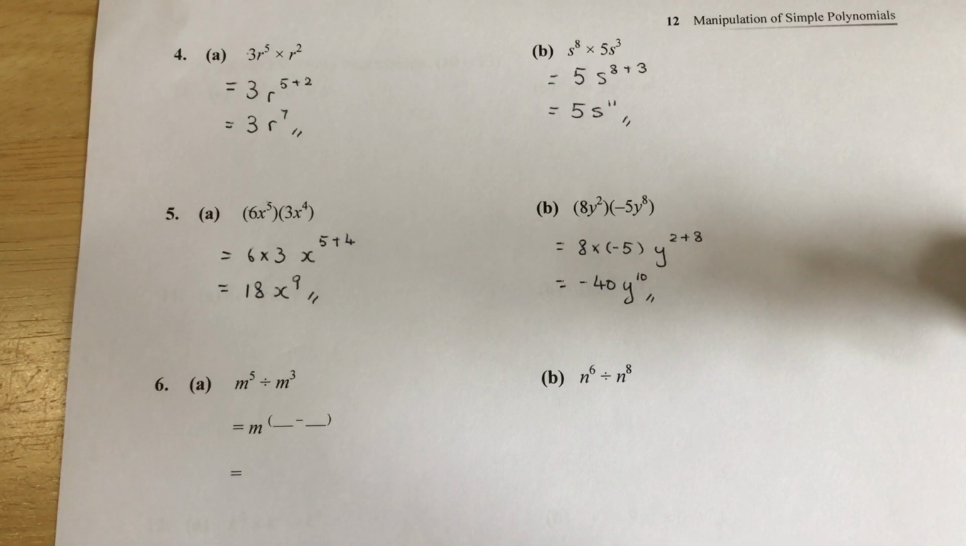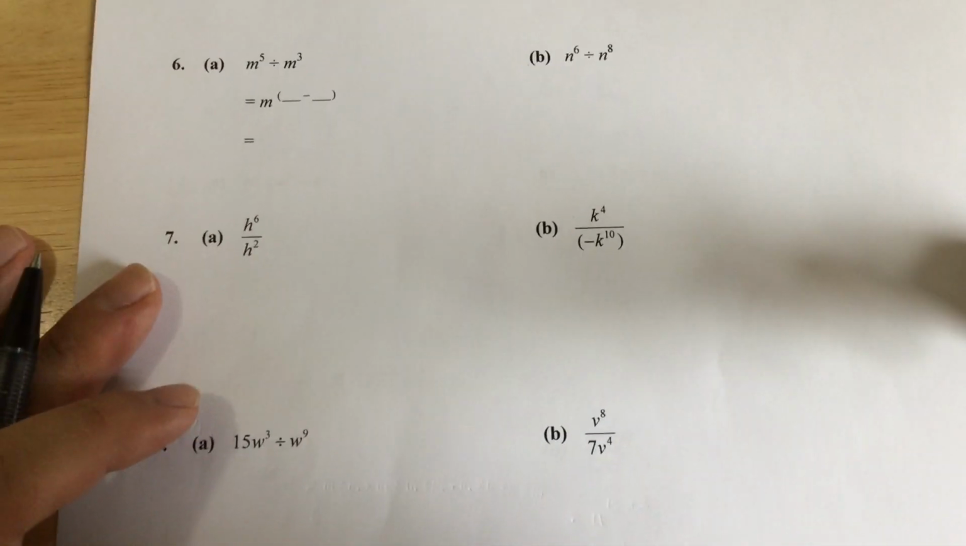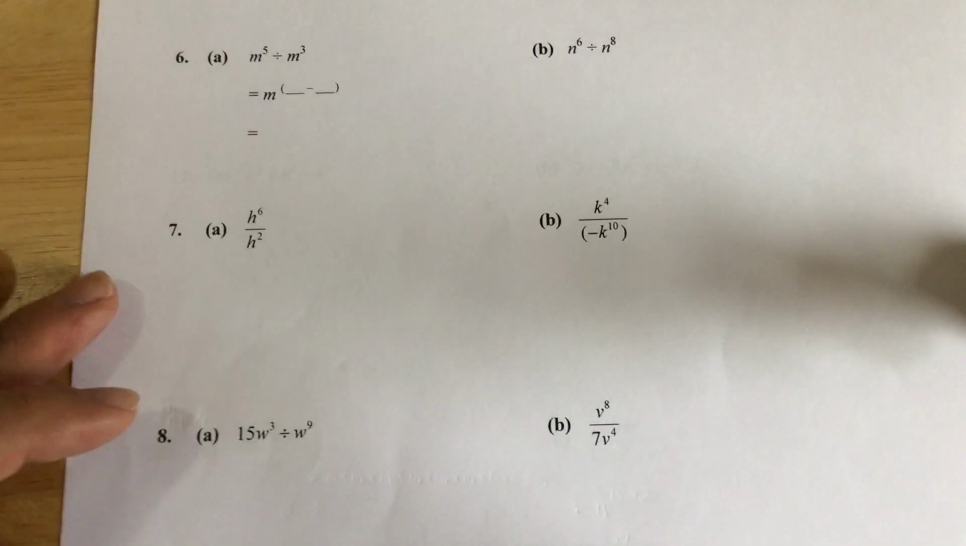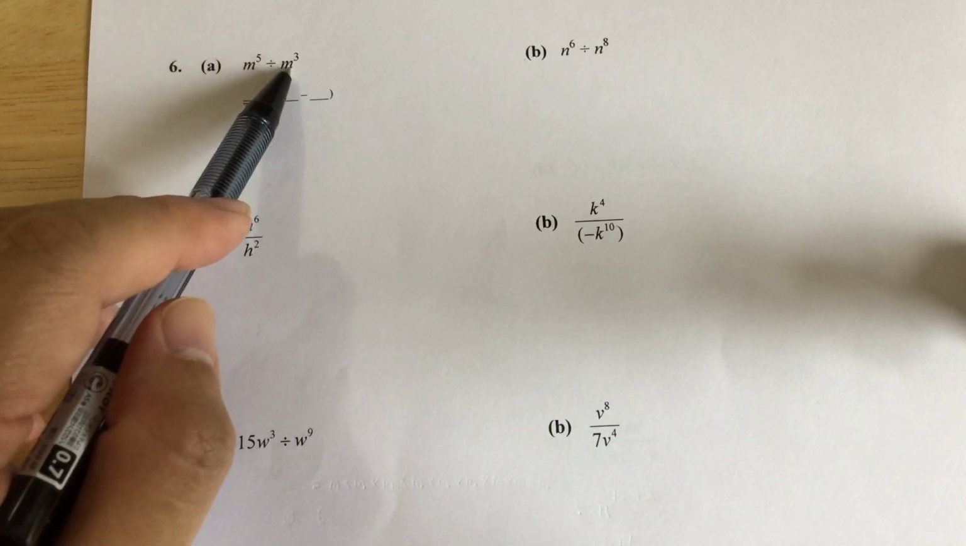Okay, after the multiplication, we will go to the division of the indices. So how can we do it? Let's look at this question: m with the power 5 divided by m with the power 3.